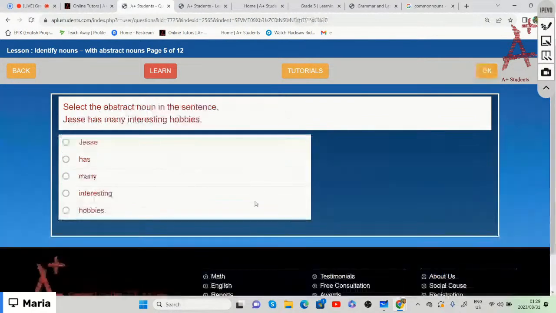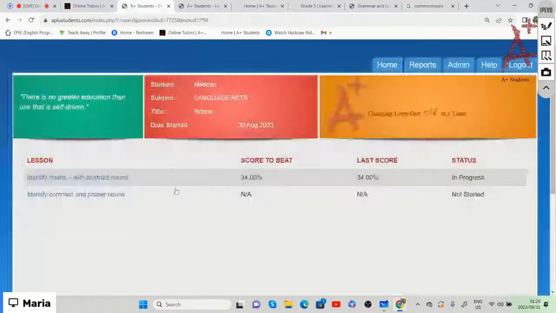All right, so that was basically identifying nouns with abstract nouns, and well done to those who got it correct, right? Remember, we said abstract nouns are things that we cannot physically see, we cannot physically hear, touch, smell, or even taste, right?